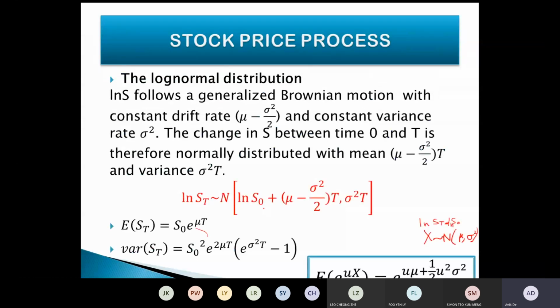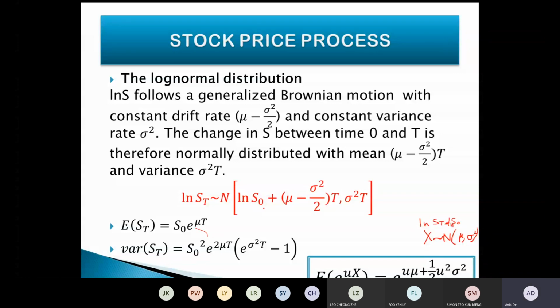And if they ask you the log normal distribution, you just say it's normally distributed, of course, with the mean log S0 plus mu minus sigma square by 2 times t, and the variance is sigma square t, or the standard deviation is sigma root t. Very simple. The mu, sigma, t will be given, S0 will be given, so you just need to write down what the distribution is.